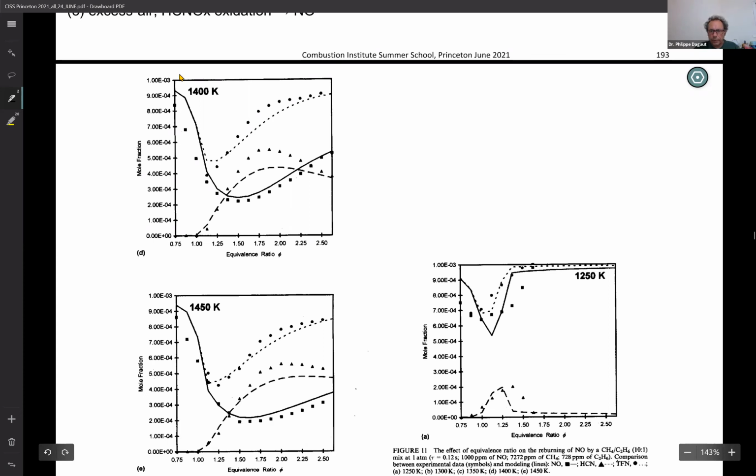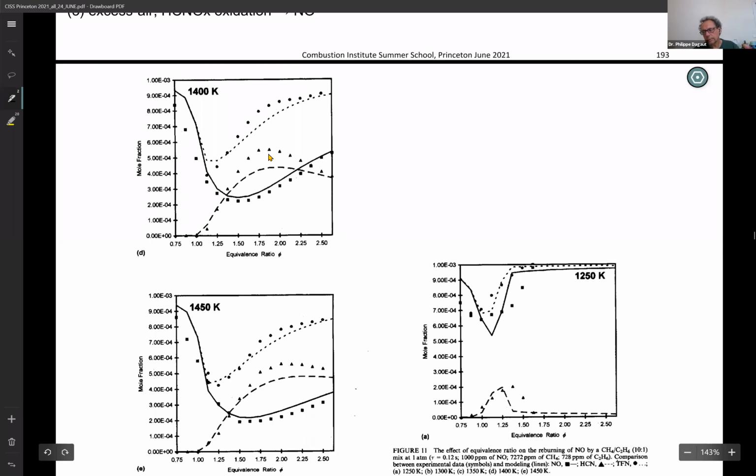So we have here the variation of NO, the squares. And you can see that above about 1.6 equivalence ratio, you are less efficient at reducing NO. And while you are removing NO, you are producing intermediates. Among them, the most important is HCN. And you see that you have an accumulation of HCN.